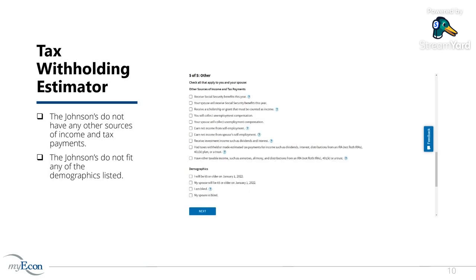Now, the Johnsons do not have any other sources of income and tax payments. That's going to be the next question. The Johnsons do not fit any of the other demographics also, so they're going to hit that button as well.